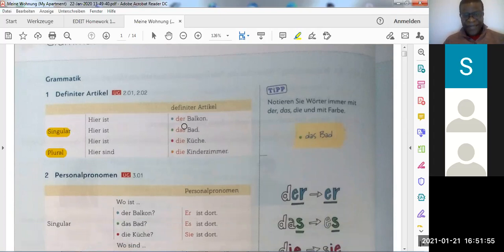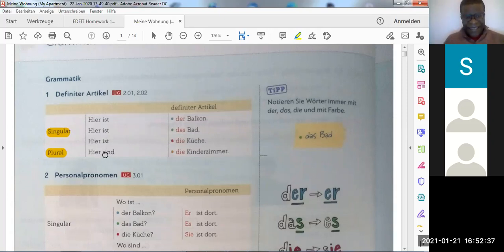der Balkon. Take note. Article there. That's the background. Here is the bathroom. Okay, you're going to visit, they'll take you around the house, or you're looking for a new apartment. The student, they'll take you around, they give you such words. Here is the Couch. This is the kitchen, feminine. So you keep spicing, keep serving.